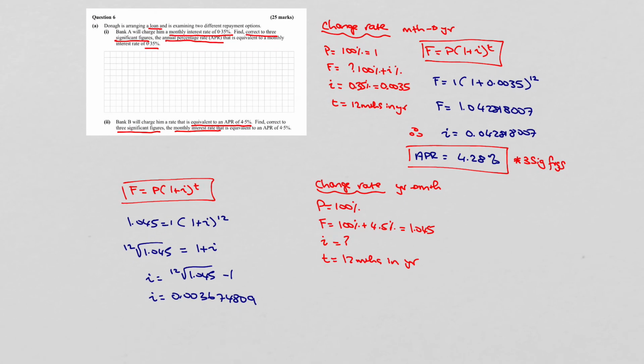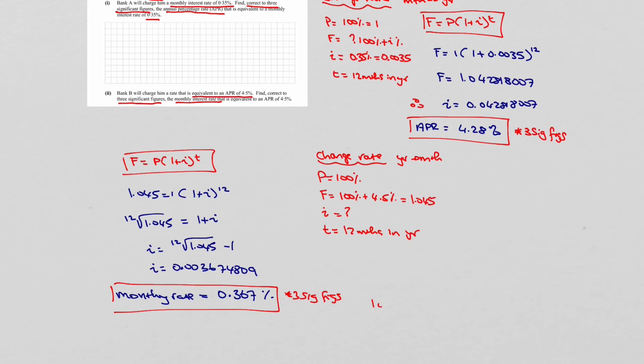But of course we want to correct to three significant figures, and we're looking for the rate. So remember, the rate is always the percentage, whereas I is always the decimal. So therefore we say our monthly rate, if I multiply that by 100 and correct to three significant figures, then I get 0.367%. Okay, so we had 10 marks going for that, and it was a 10C. So therefore that's 0, 4, 8 and 10. That's how they break down the marks for that A part.